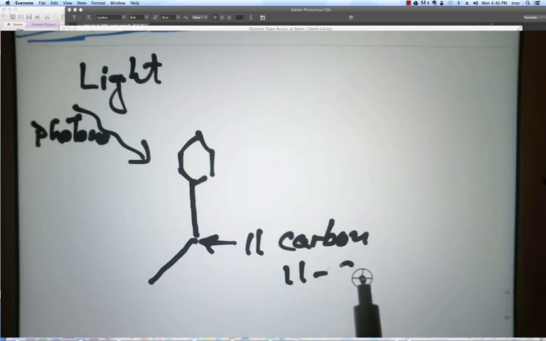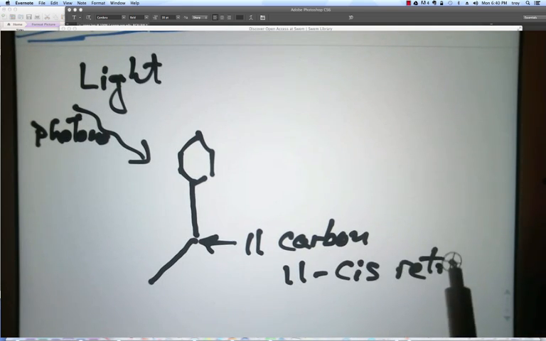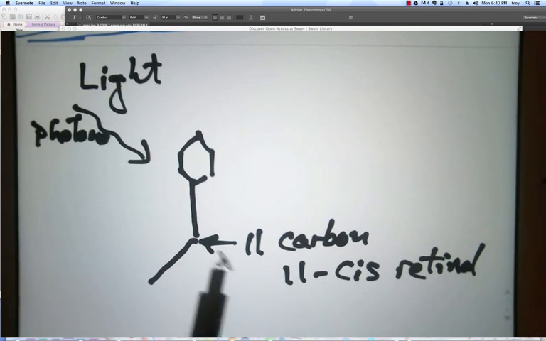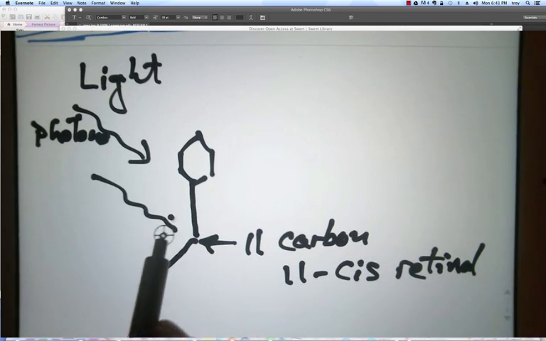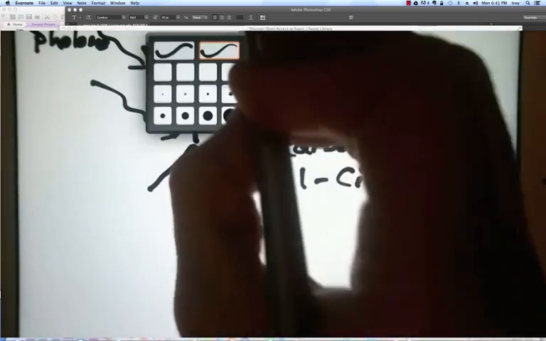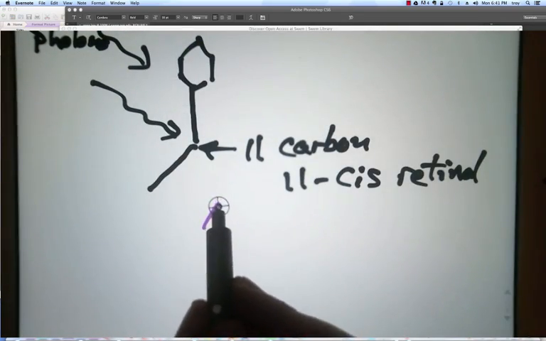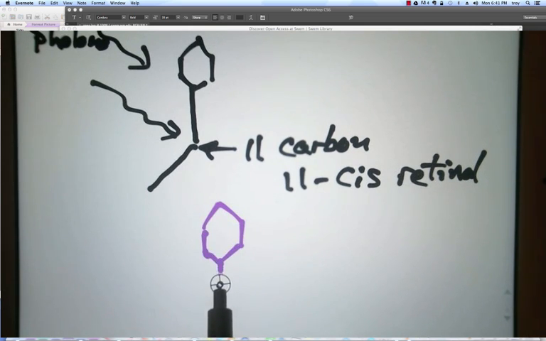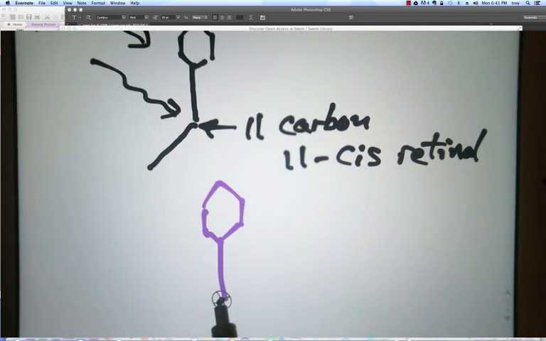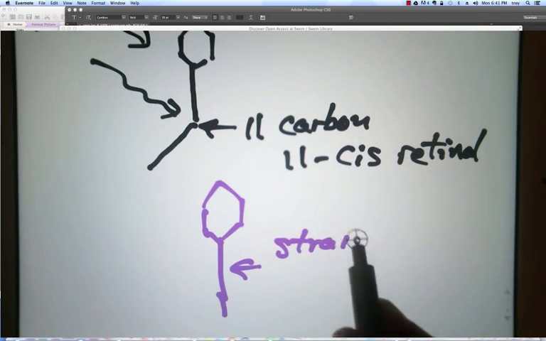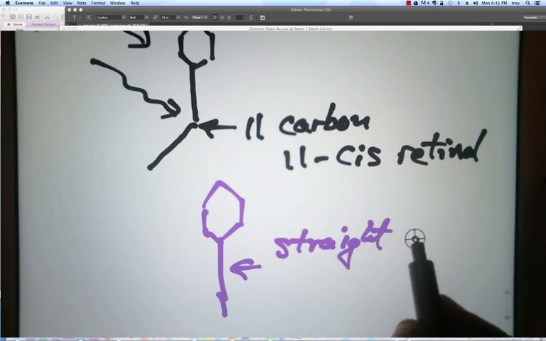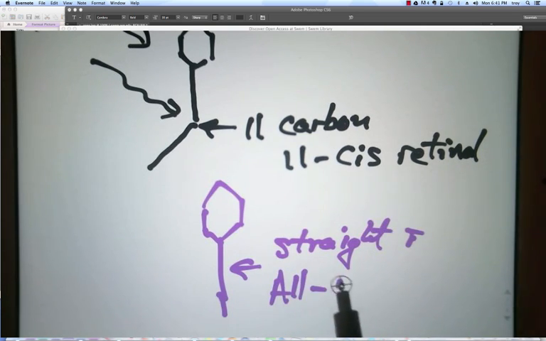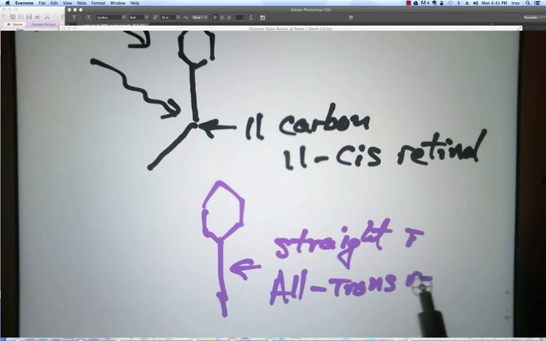It's called 11 cis retinal. And a photon hitting at that spot can cause our retinal to shift the direction of that bond so that it's now straight, and it's called all trans retinal, and you need vitamin A in order to make the retinal.